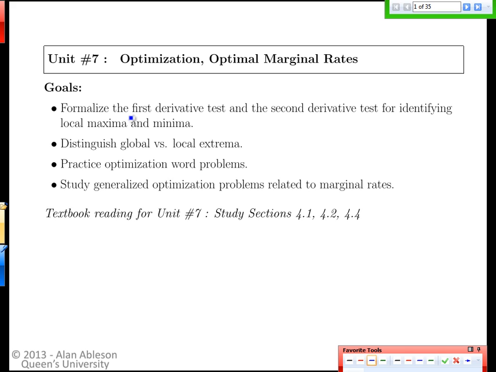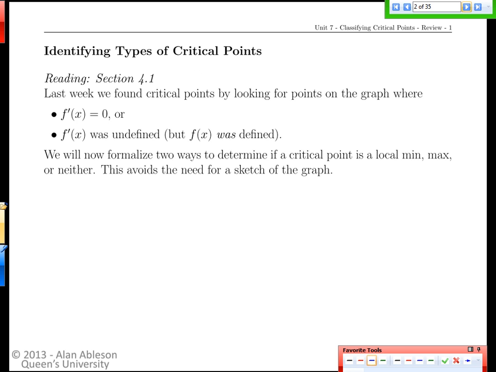In this unit, we'll consider one of the applications of derivatives that are near and dear to the heart of every student of calculus, the study of optimization. We're going to springboard our work in optimization by looking at critical points again, a topic from last week, and formalizing ways to classify them.